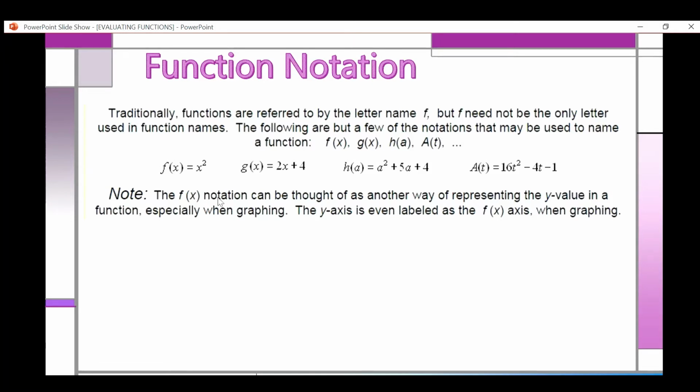Note that f of x, g of x, h of a, and a of t can be replaced by y, especially in graphing. Okay, so the f of x axis is the y axis. Okay, be familiar with that.